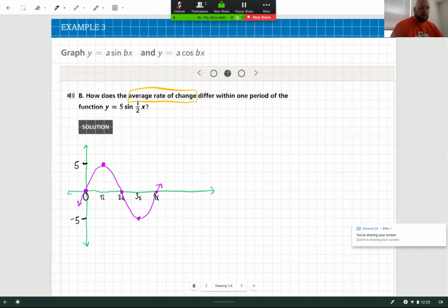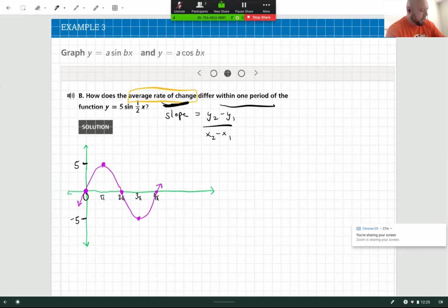The key thing here is you have to remember what rate of change is. Rate of change is slope. So we're going to use our slope formula to talk about rate of change on here: y2 minus y1 over x2 minus x1. So we're just wondering, how does this change within one period of the function? So we have one period goes from 0 to 4 pi.